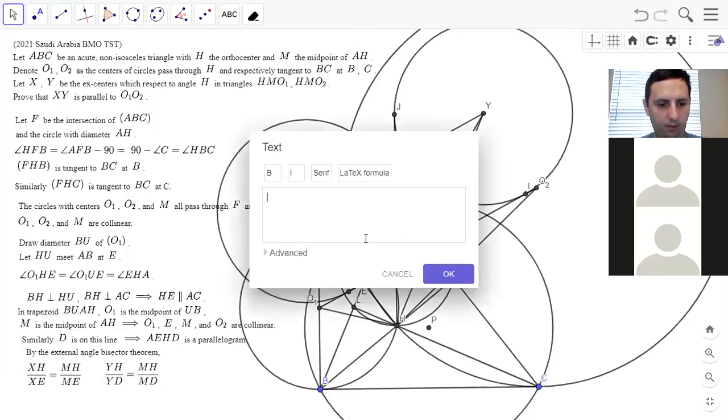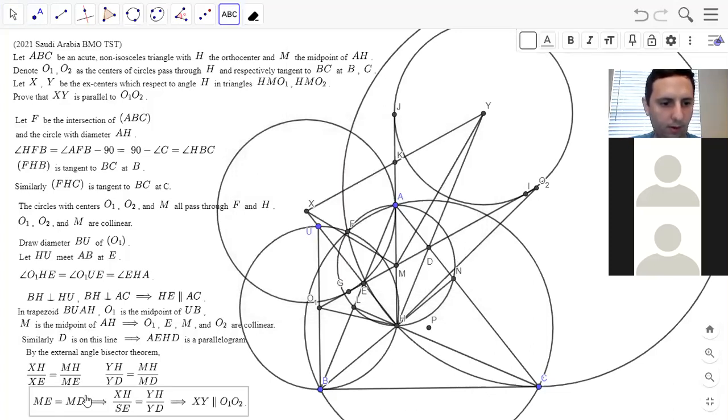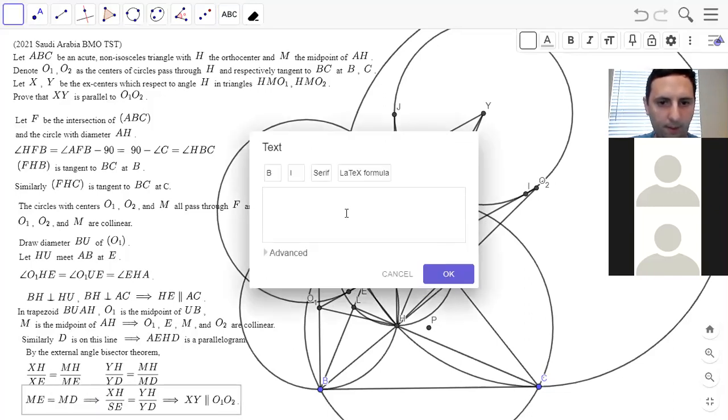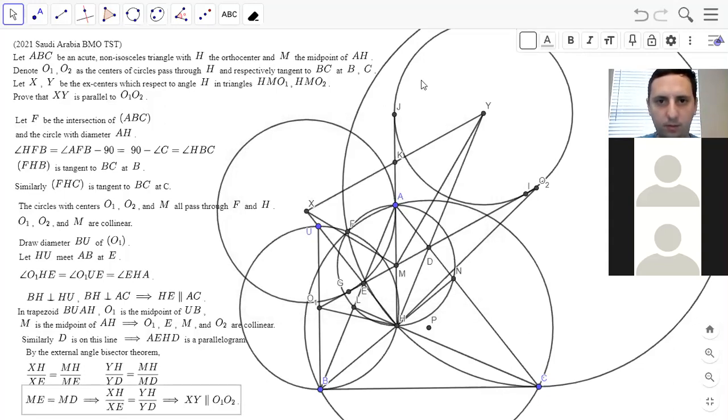So we have ME equals MB, which means that XH over XE is equal to YH over YD. And that means that XY is parallel to O1O2. Very cool. So I will move on to the next one. This should be XH over XE. All right, let's go on to the next.